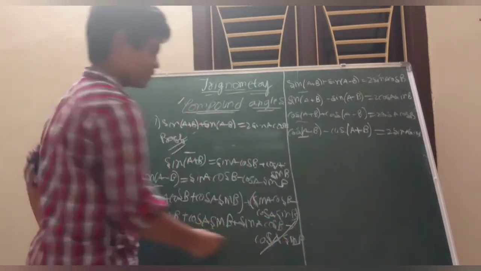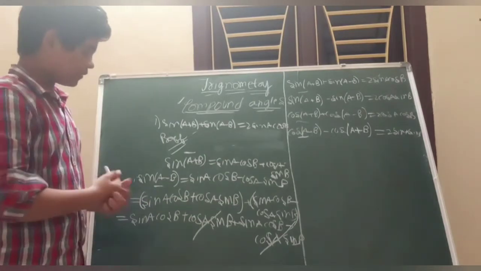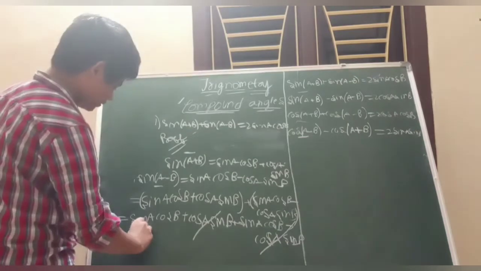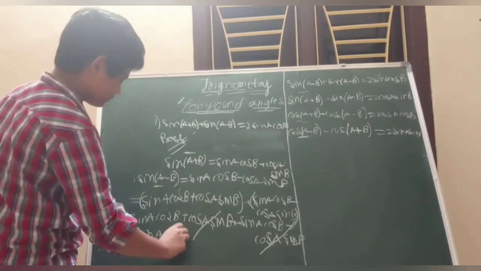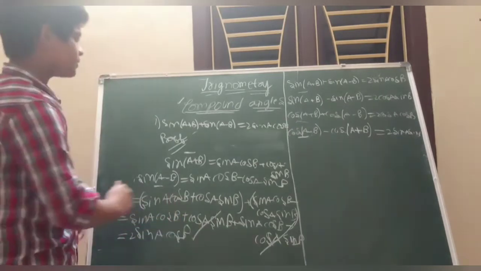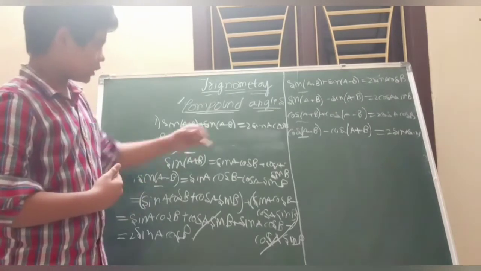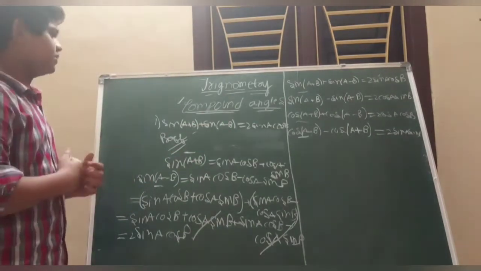So minus cos A sin B and plus cos A sin B get cancelled. So our final answer is 2 into sin A cos B. So hence it is proved that sin of A plus B plus sin of A minus B is equal to 2 sin A into cos B.